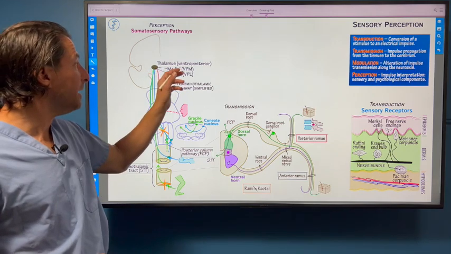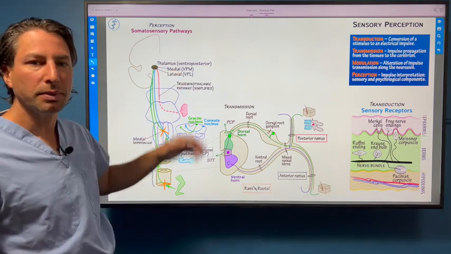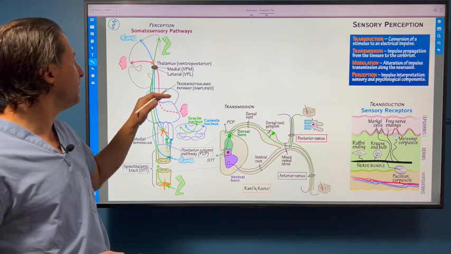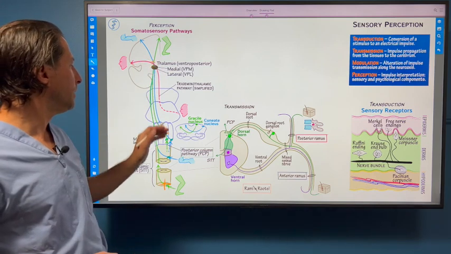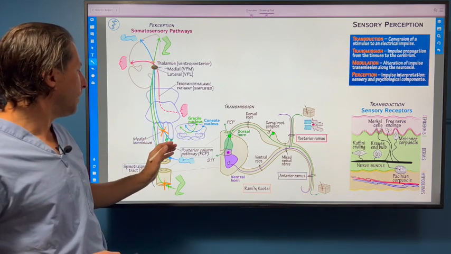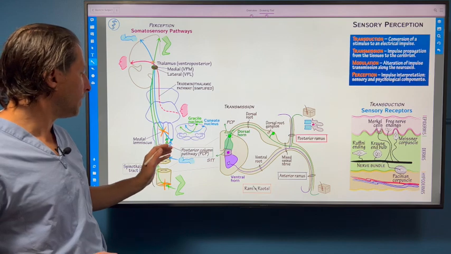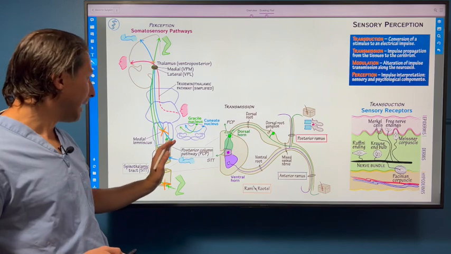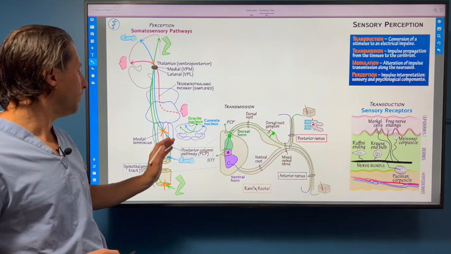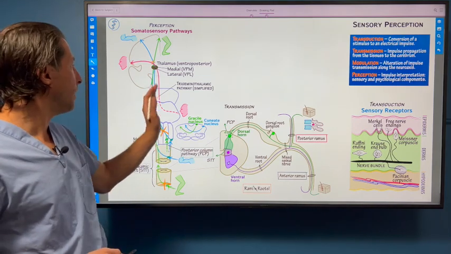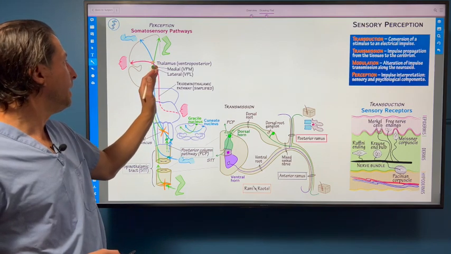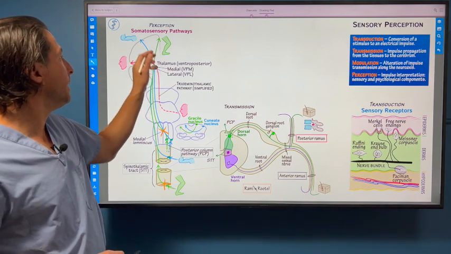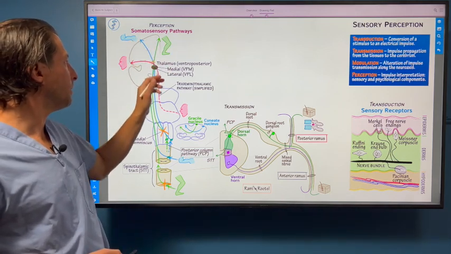They synapse in the medial portion of the thalamus, in the ventral posterior medial nucleus of the thalamus. But then all of these are going to make a final twist. So for instance, the arm fibers in relationship to the leg fibers, as they ascend ipsilaterally, they are lateral to the leg fibers. When they cross, they twist, they are medial to the leg fibers, and then they make another twist when they project to the cerebrum here, and now they end up lateral to the leg fibers.